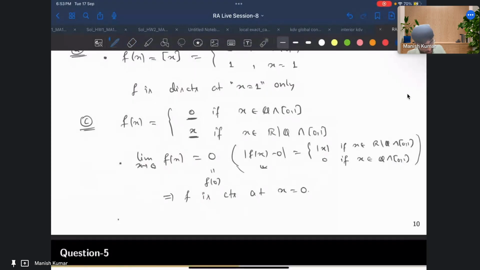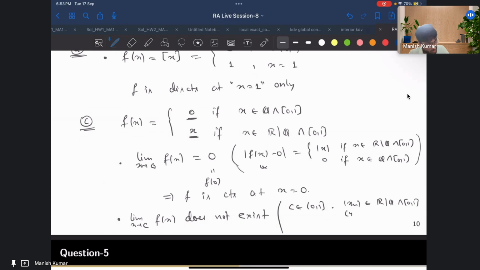Now if you look for any other point C, then you see this limit does not exist, and the reason is very simple. If you take any C in (0, 1), then there exists a sequence xn of irrationals and yn of rationals, so xn is in R minus Q intersection (0, 1), and yn is in Q intersection (0, 1), which are converging to C.